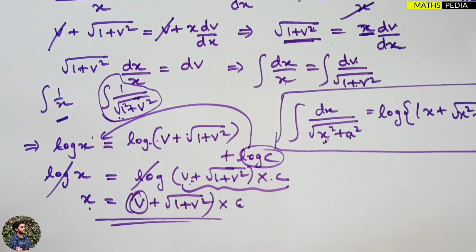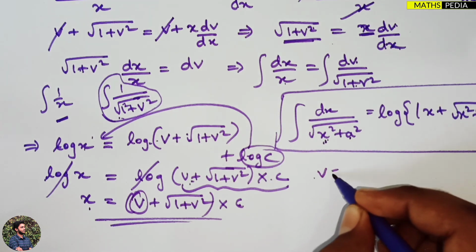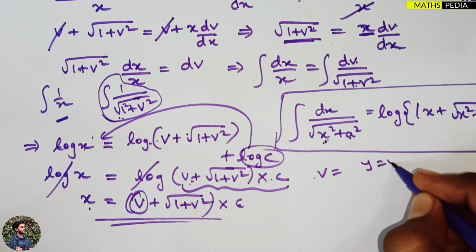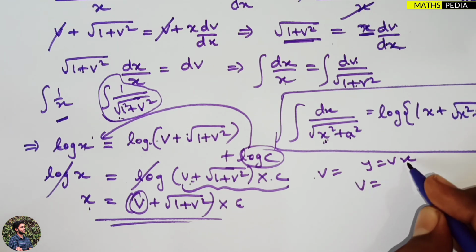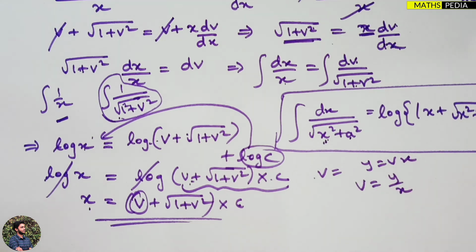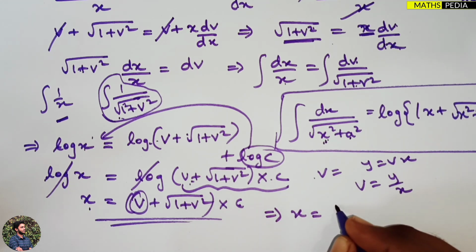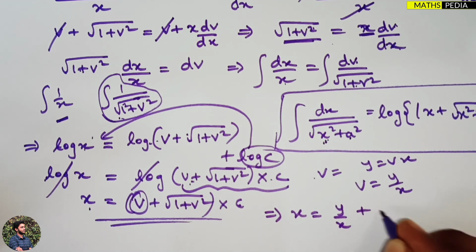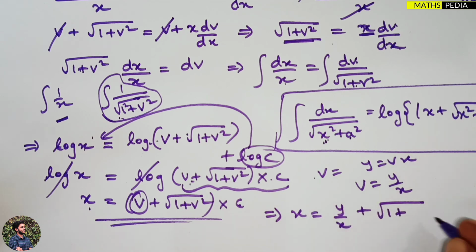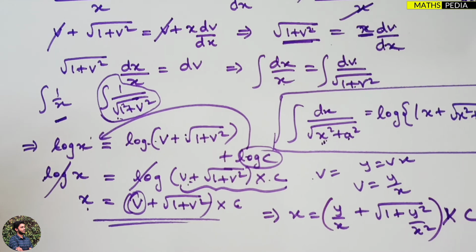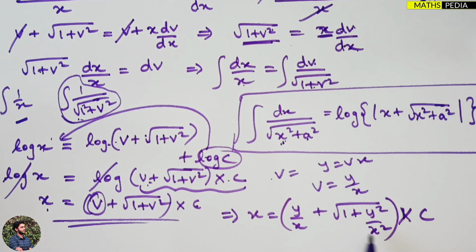And one more thing, we have to replace v again. We have to replace with y equal to vx, right? So v is equal to y by x. That implies x equal to y by x plus under root of 1 plus y square by x square, into c. Further simplification you can do.